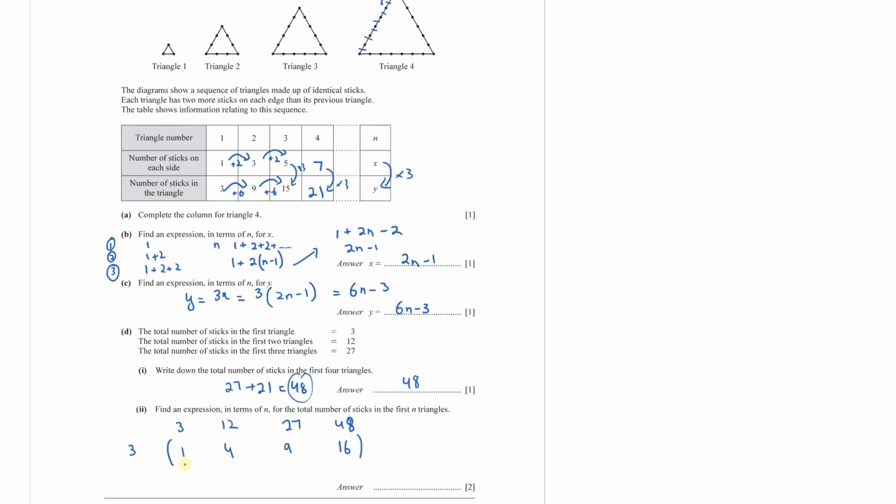Now if you look at these terms, this is actually 1 squared, this is 2 squared, this is 3 squared, this is 4 squared. So the nth term will be n squared, and then you're also multiplying by 3 outside. So your expression for the number of sticks in the first n triangles would be 3n squared. So this is 3n squared.